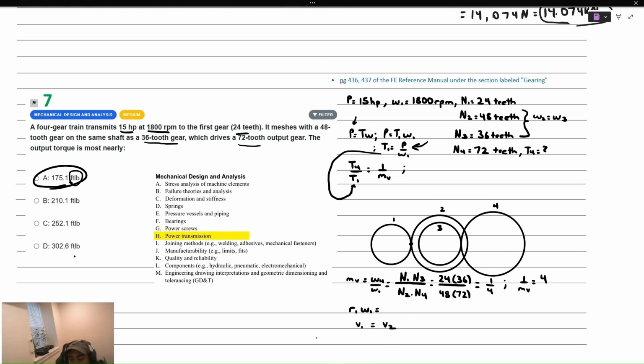That must be equal to the linear speed of the contact point for the second gear. That's just R2 omega 2. Such that if we took the ratio of the output to the input, or omega 2 over omega 1 for just a simple two gear system, all we would end up doing is taking the ratio of R1 to R2.